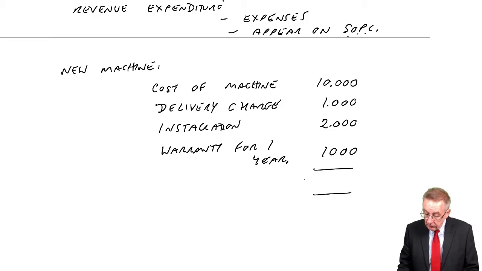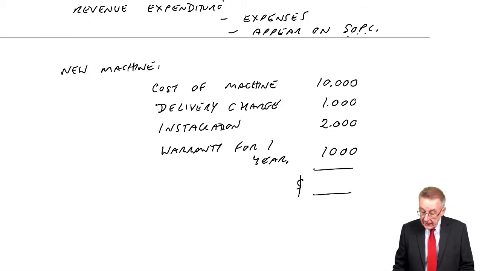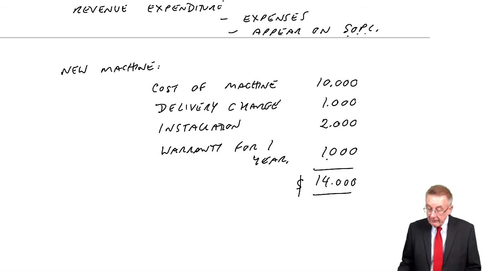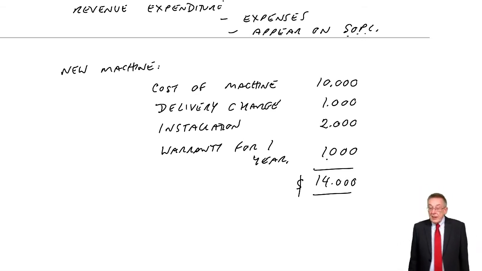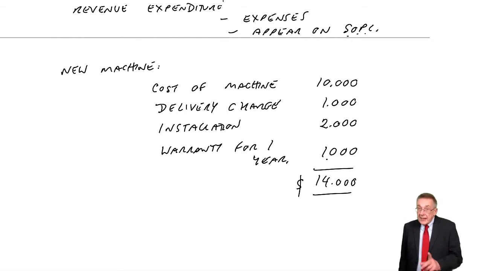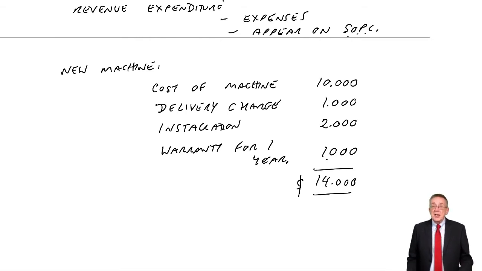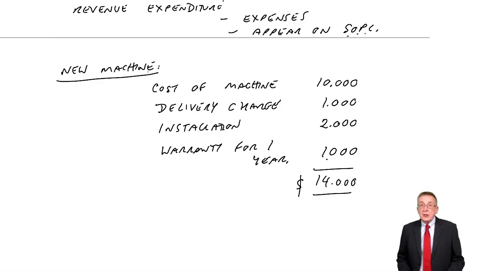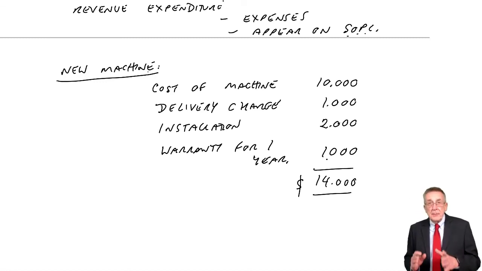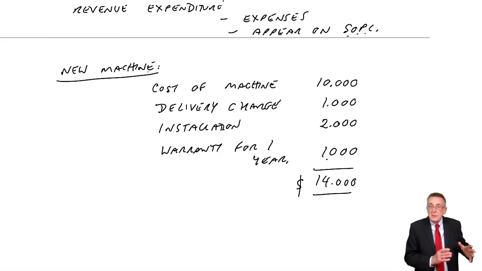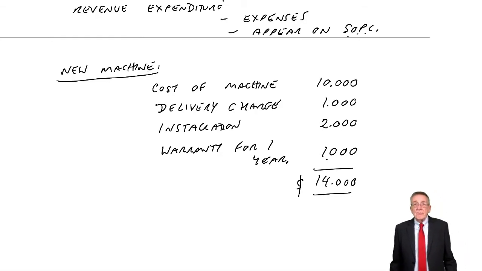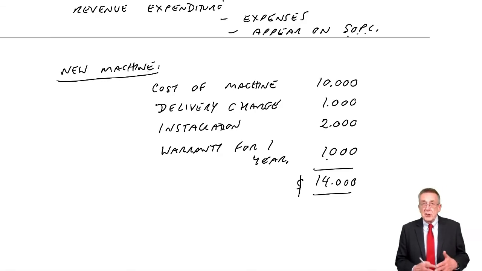And so the total bill, 10, 11, 12, 13, the bill is 14,000. Well, we've got to be careful, because although we've bought a new machine, and a new machine is a non-current asset, we have to check the bill and decide how much of that is what we call capital expenditure, really the cost of the machine, and is any of that total what we call revenue expenditure, what you might call a running cost of the machine.